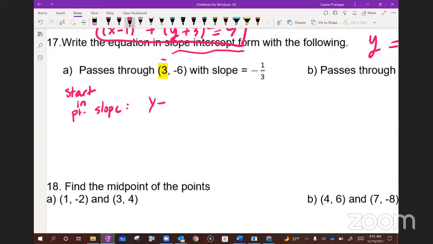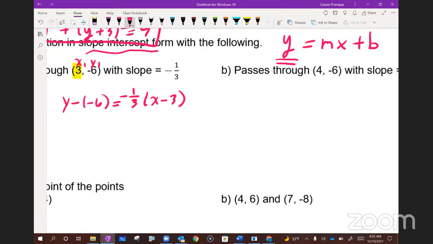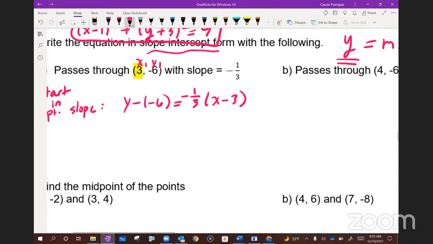So y minus, this is my x1, y1. Y minus -6 equals my slope, which is -1/3 times x minus x1, so x minus 3. Where do I go from here? Well, slope-intercept form has y by itself, so let's just isolate y. We have y plus 6 equals -1/3 quantity x minus 3.